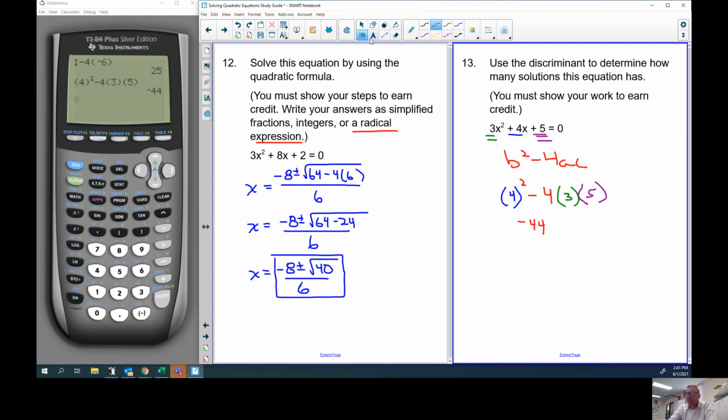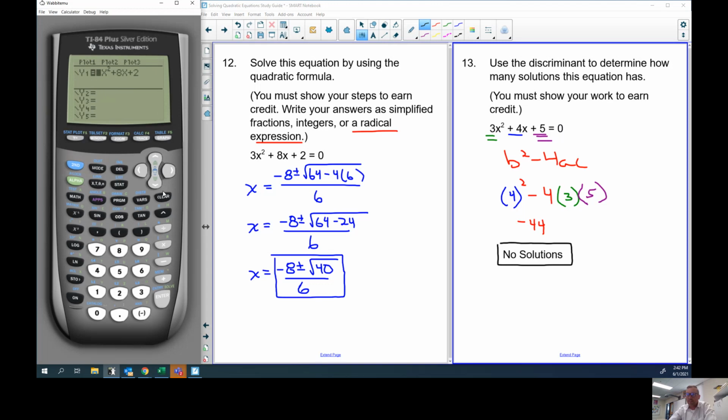So since that's a negative number, there are no solutions to this. No real solutions anyway. Your Algebra 2 teacher will argue with us about whether there's solutions or not. There's imaginary solutions, but no real solutions. So there's no solutions. If we graph that equation, we're going to see that it never hits the x-axis. So 3x squared plus 4x plus 5, graph it. Yeah, see, it doesn't hit the x-axis, so there's no solutions.